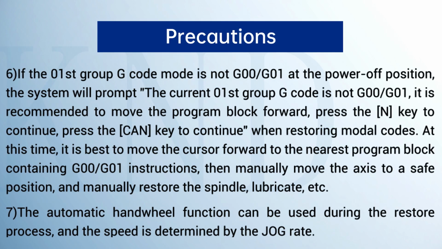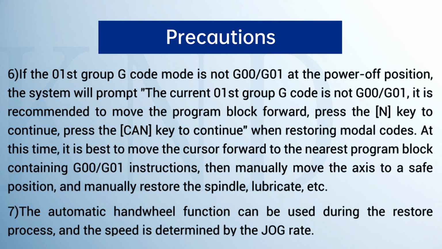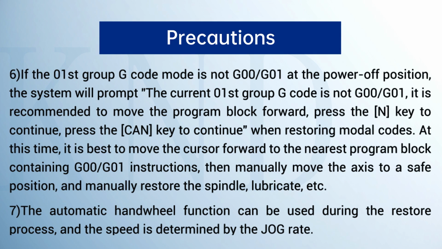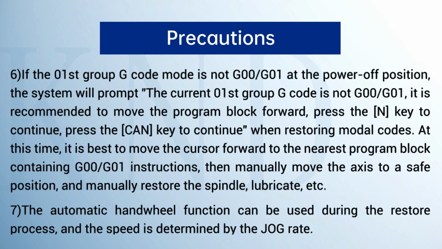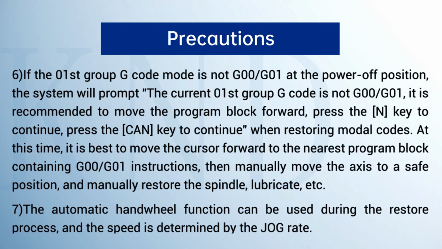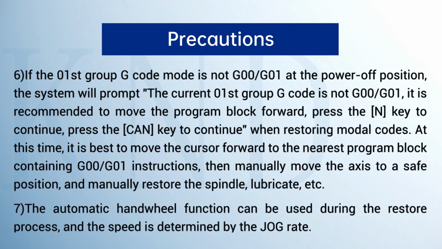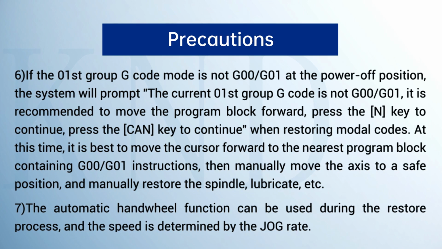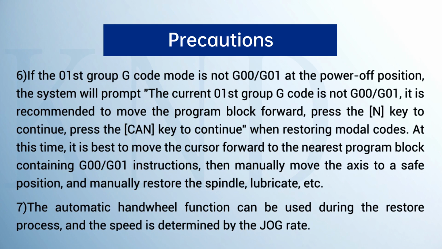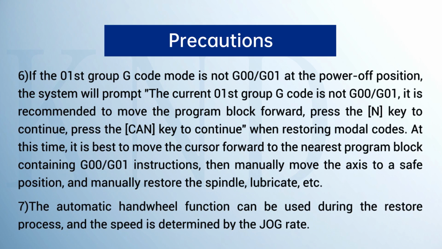6. If the group G code mode is not G00 or G01 at the power off position, the system will prompt the current group G code is not G00 or G01. It is recommended to move the program block forward. Press the N key to continue, press the CAN key to continue when restoring modal codes. At this time, it is best to move the cursor forward to the nearest program block containing G00 or G01 instructions. Then manually move the axis to a safe position, and manually restore the spindle, lubricate, etc.